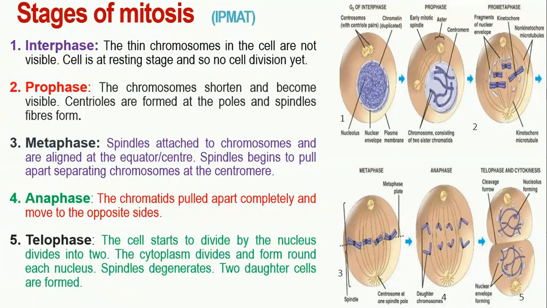Note that 2 chromatids form a chromosome, and these 2 chromatids join together at a point known as the centromere. This you will see in the one labeled or numbered 3. Okay, so take your time and go through the images here. Remember that mitosis means IPMAT.